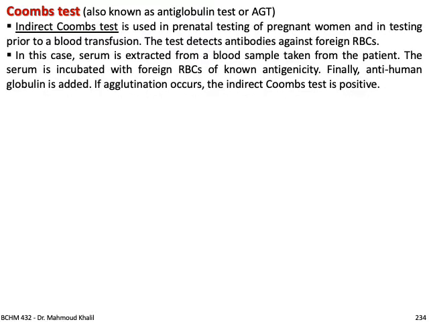While the indirect test is used in prenatal testing of pregnant women and in testing prior to blood transfusion, the test detects antibody against foreign RBCs. In this case, serum is extracted from the blood sample taken from the patient, and the serum is incubated with foreign RBCs, not the same RBCs, of known antigenicity. Finally, the anti-human globulin is added. If agglutination occurs, the indirect test is positive.